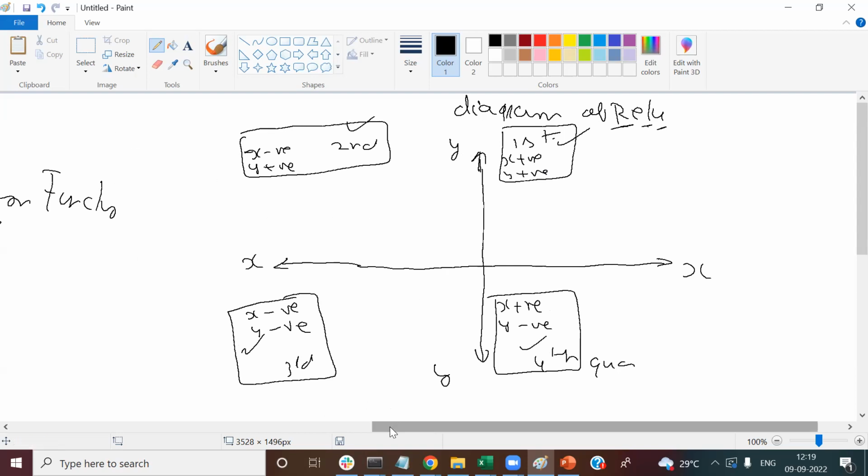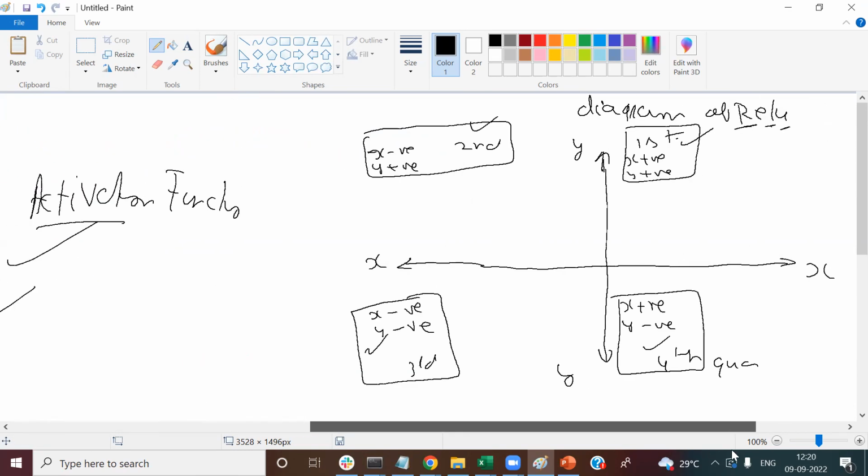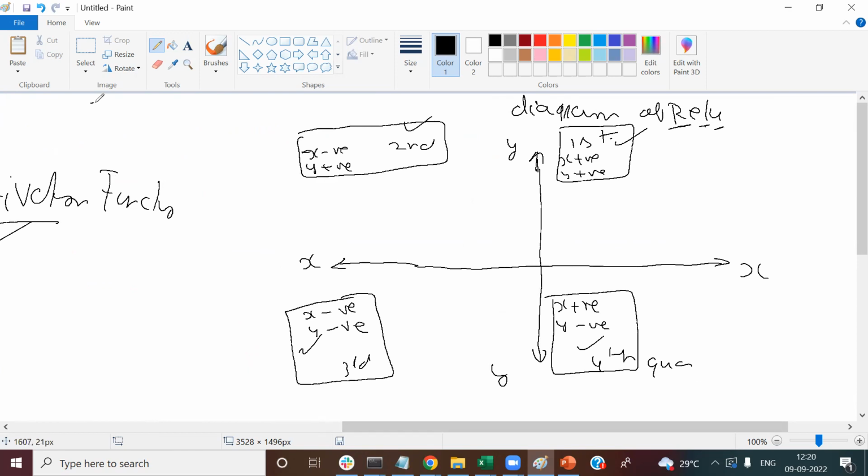Now remember one thing. We are continuously getting the information. So take it as x. The information is coming continuously. But to differentiate between significant and insignificant, we use the activation function. So information is coming continuously, so you can take it as x. Whatever continuous information you are getting, whether it is significant or insignificant or whatever, that can be taken as your y. And normally we say that y depends on x. This is nothing new.